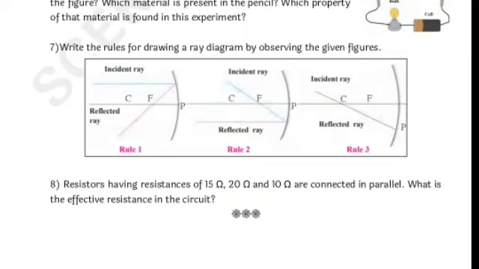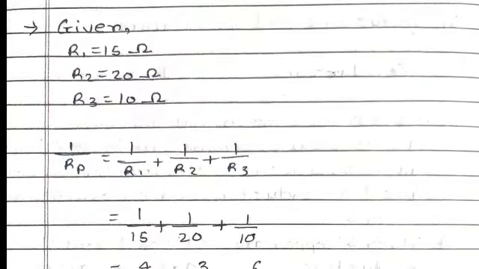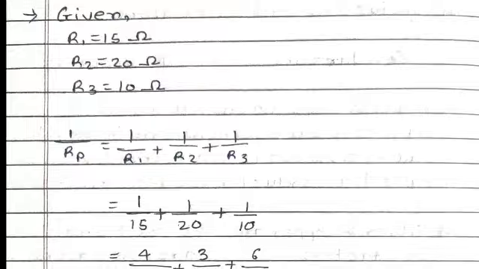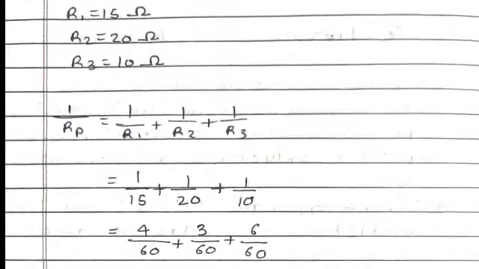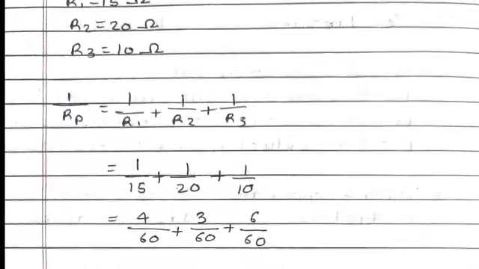Let's see next and last question. Question number 8. Resistors having resistances of 15 ohm, 20 ohm and 10 ohm are connected in parallel. What is the effective resistance in the circuit? Let's see the answer. We are given that R1 is equal to 15 ohm, R2 is equal to 20 ohm and R3 is equal to 10 ohm.